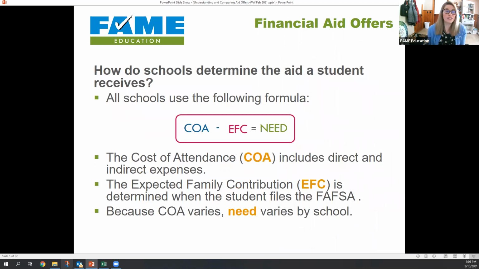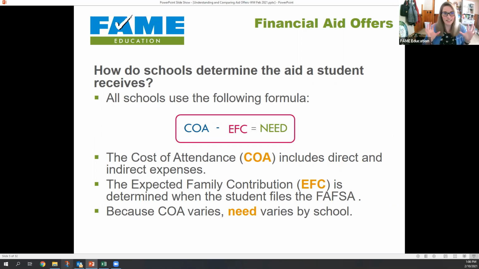So how do schools determine what's on the financial aid offer? And I'm going to try not to get too far in the weeds. Both Nikki and myself are former financial aid people, so we've seen the other side of how this works, which gives us a good background to help students through this. But I'm going to try to keep it as simple as possible in terms of what the determination looks like.